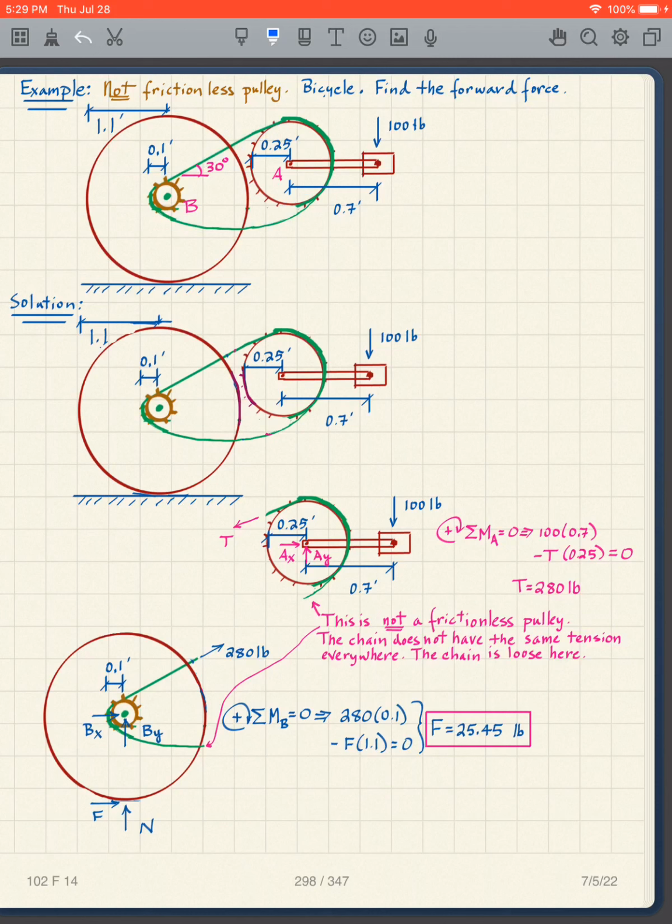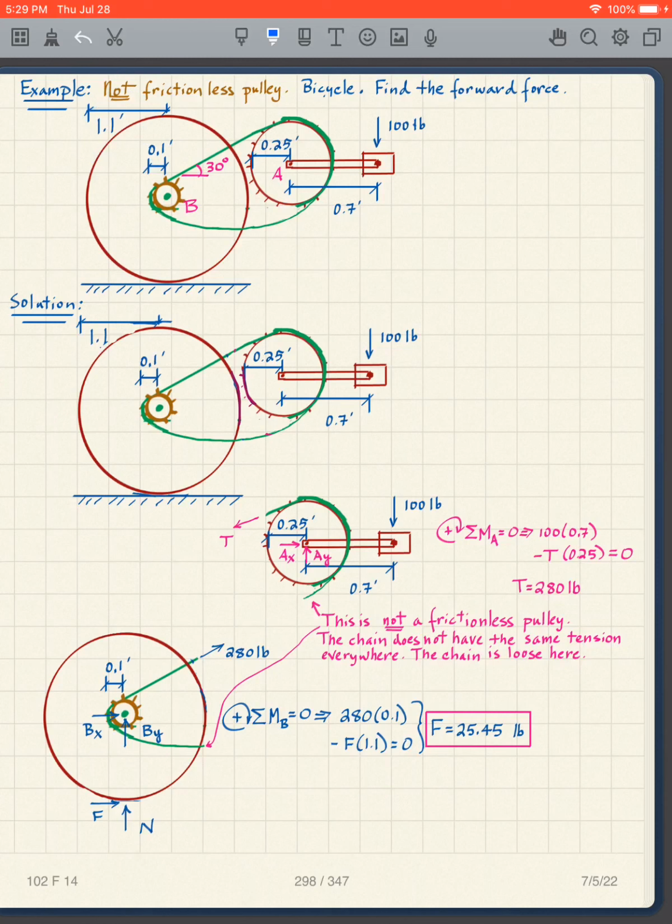And if we want to get the forward force, we've got all the dimensions here. You can see that the crank is 0.7 feet, so that's that distance. The front sprocket is 0.25 feet in radius. And I have an angle of 30 degrees for my chain there. And the back sprocket is much smaller, it's 0.1 feet. And then I have a radius for the wheel of 1.1 feet right there. So let's just look at it.